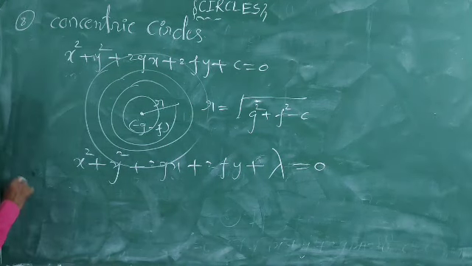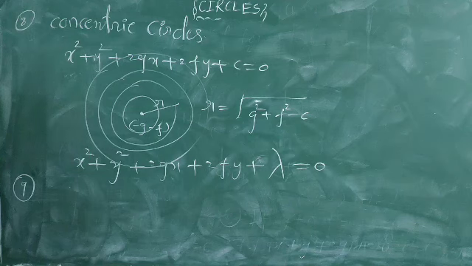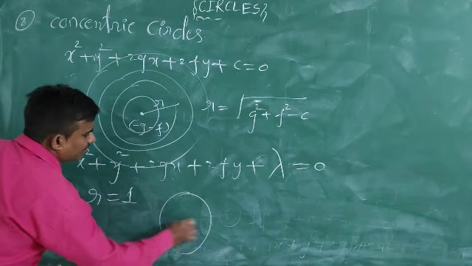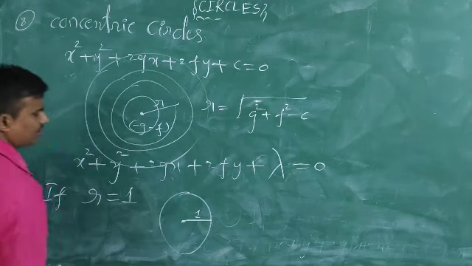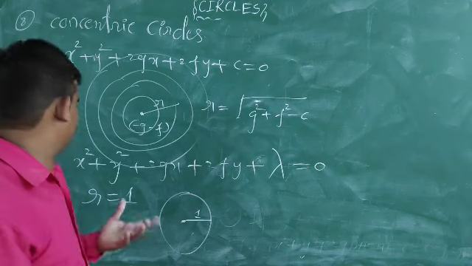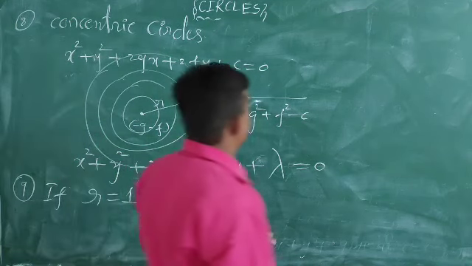And the ninth point, unit circle. If the radius equals 1, I mean a circle with radius 1, it's called a unit circle. There is nothing much to explain. Okay, that is the unit circle.